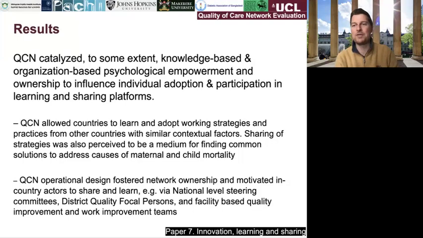So these structures within the network that you heard about in other presentations, for example, the national level steering committees, district quality focal persons and teams, and facility-based quality improvement and work improvement teams all fostered this sharing and learning within country.